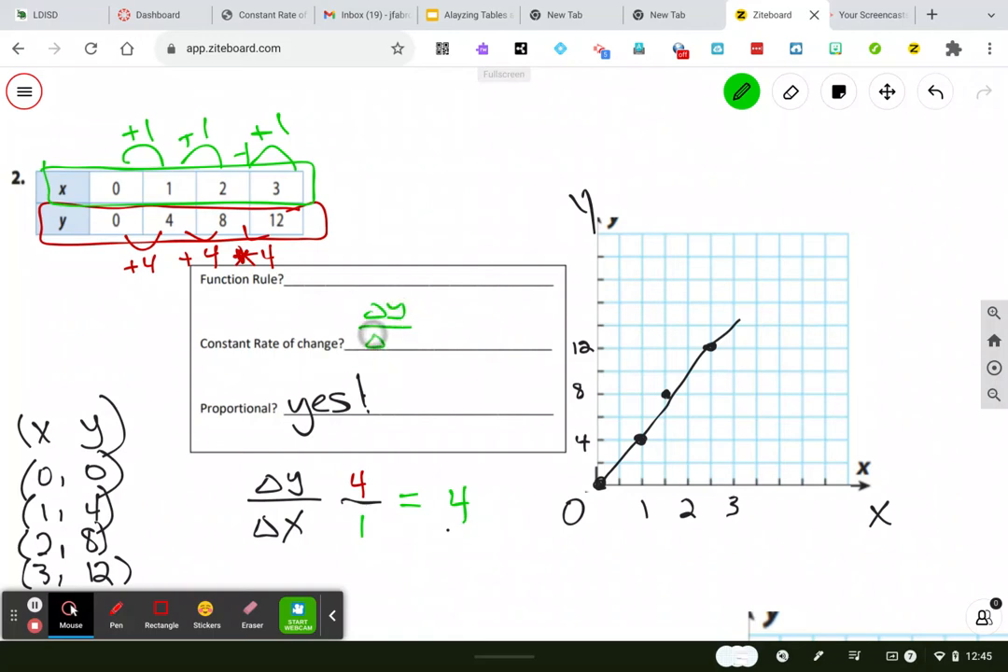Make sure you're writing the change in y over the change in x. Be consistent and write it each time so that way you know it. And so this one is done.